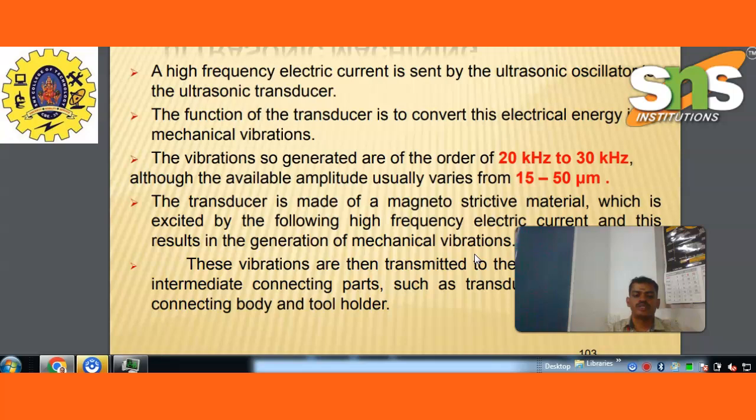The transducer is made of a magnetic material, which is excited by the flowing high-frequency electric current and results in the generation of mechanical vibrations. These vibrations are then transmitted to the cutting tool via intermediate connecting parts such as the transducer, cone, horn, connecting body, and tool holder.